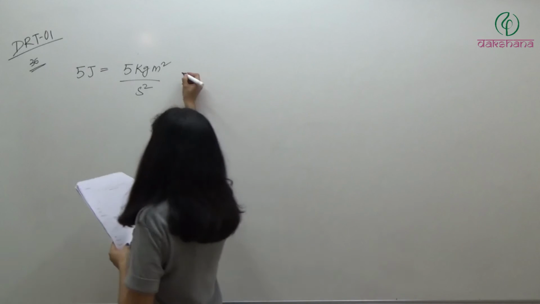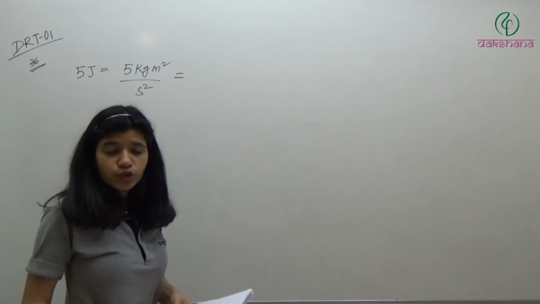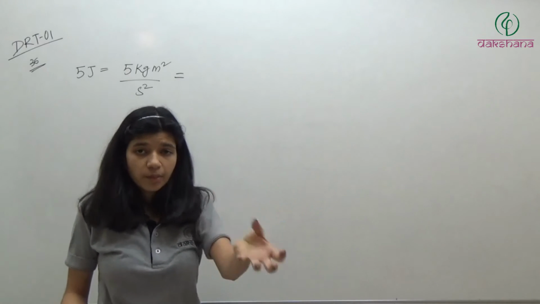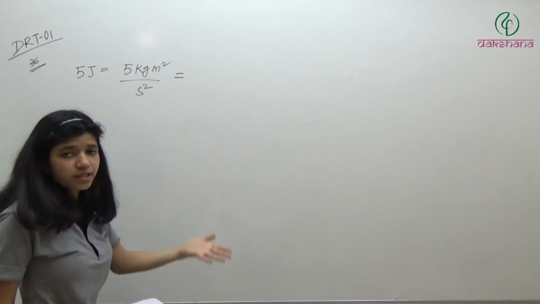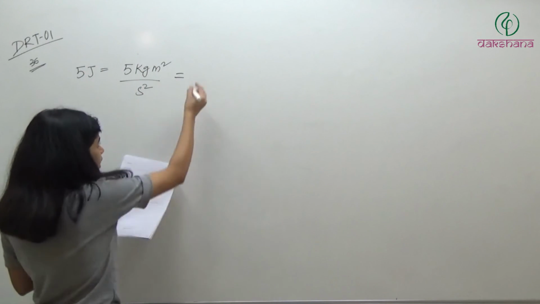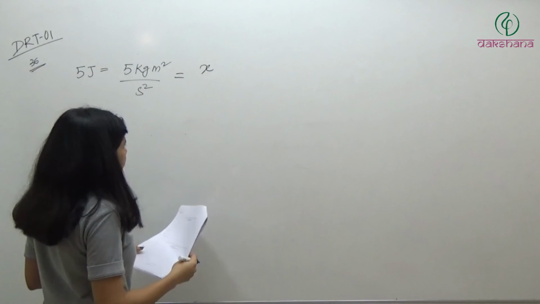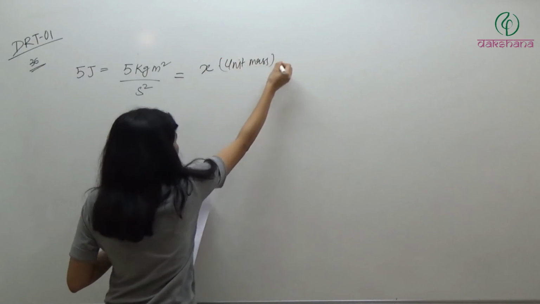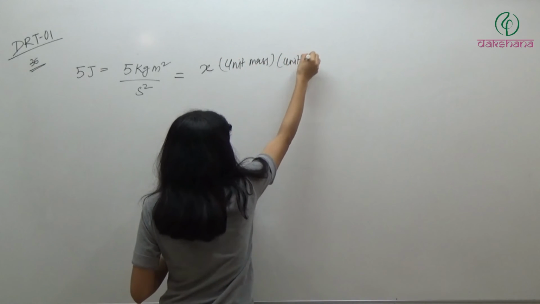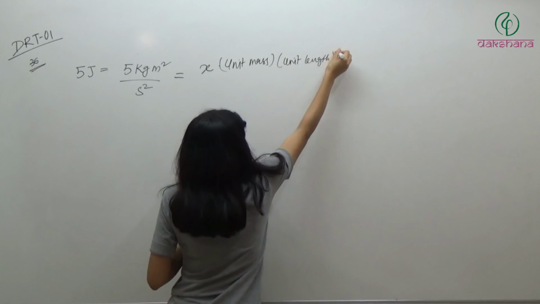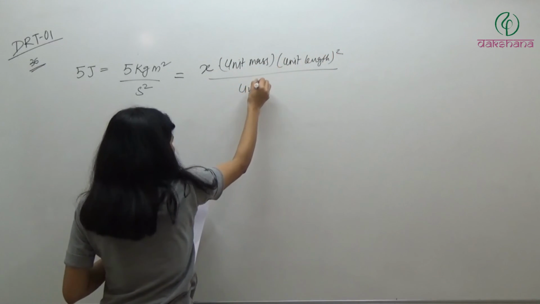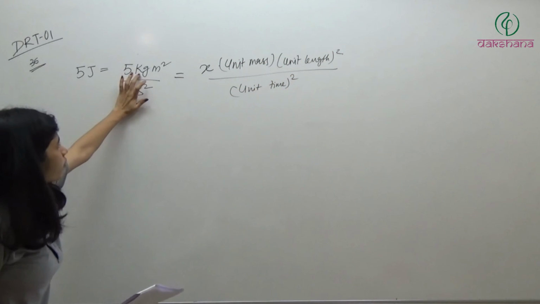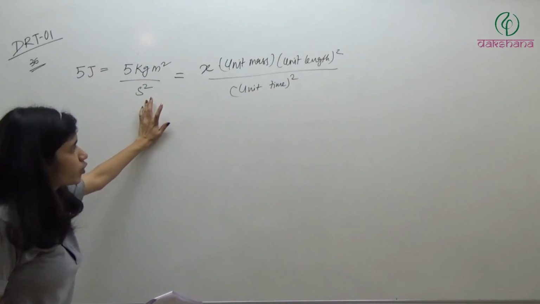Now in the new system also it should have the same value. Units plus quantity, unit plus number together, the whole thing should be the same. It should not change. So let's say it is x. So x into new unit mass into square of unit length divided by square of unit time. Basically, unit mass unit length square by unit time square.